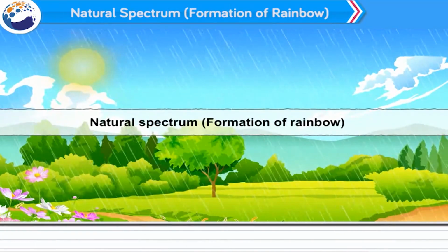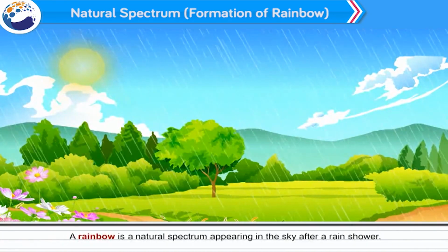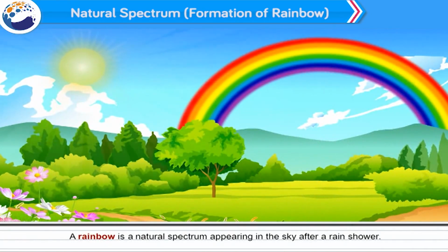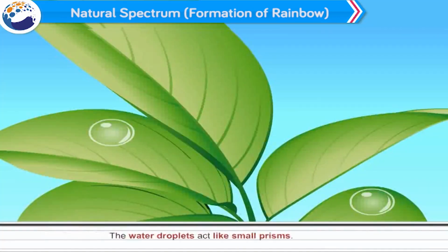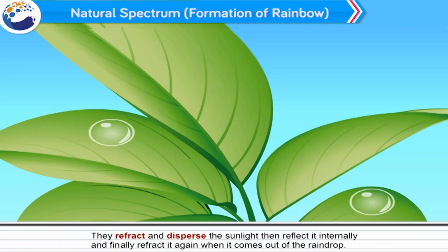Natural spectrum, formation of rainbow. A rainbow is a natural spectrum appearing in the sky after a rain shower. It is caused by the dispersion of sunlight by water droplets present in the atmosphere. The water droplets act like small prisms. They refract and disperse the sunlight, then reflect it internally and finally refract it again when it comes out of the raindrop.